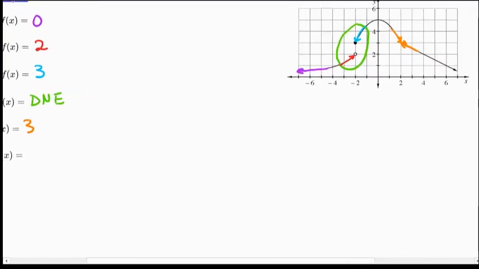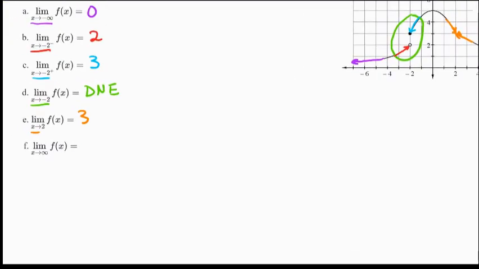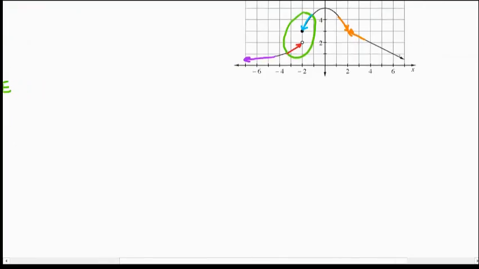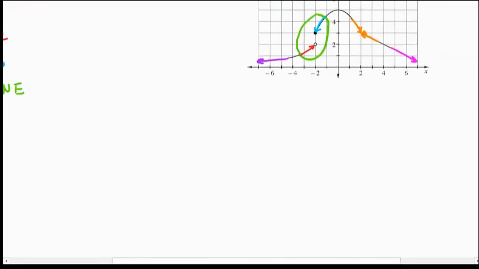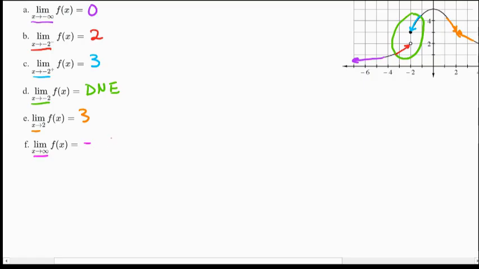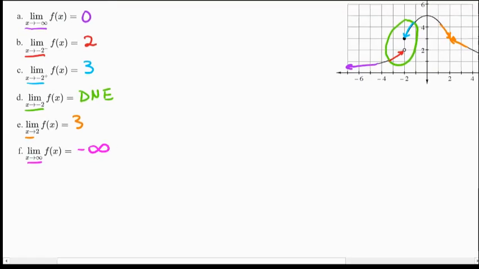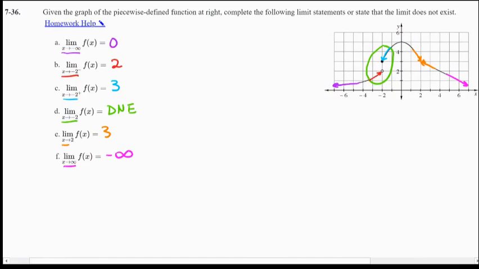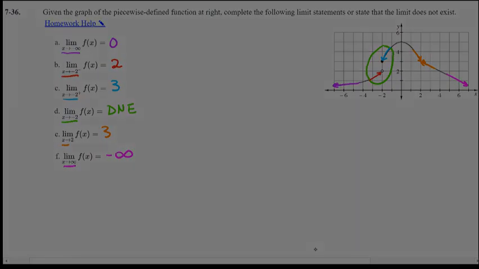And then lastly, it says the limit as x approaches positive infinity. Looking over here, x approaching positive infinity, it looks like it's going down at a constant rate and going down forever, meaning it's approaching negative infinity. So those are our limits there. We just need to know the difference between two-sided limits and one-sided limits and when a limit does not exist.